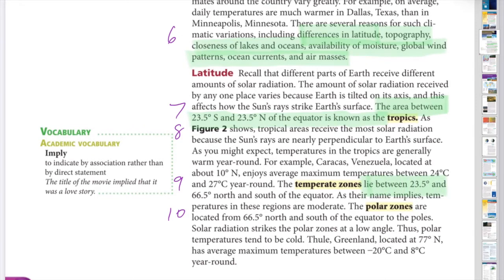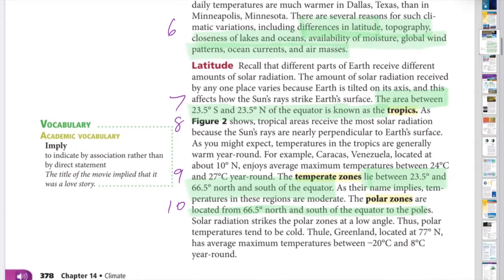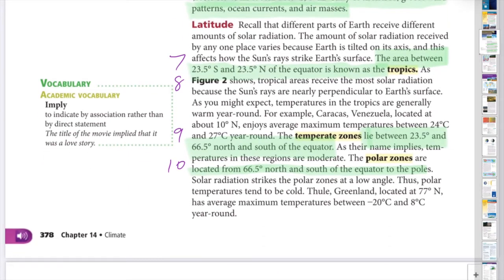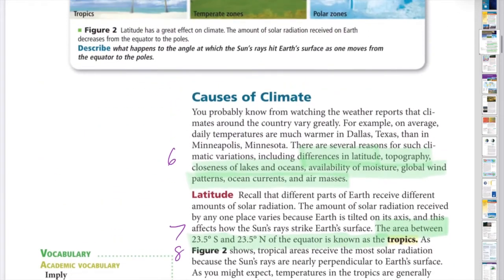lie between 23.5 and 66.5 degrees north and south of the equator. As the name implies, temperatures in these regions are moderate. The polar zones are located from 66.5 degrees north and south of the equator to the poles. Solar radiation strikes the polar zones at a low angle. Thus, polar temperatures tend to be cold. Thule, Greenland, located at 77 degrees north, has average maximum temperatures between negative 20 degrees Celsius and 8 degrees Celsius year-round. Let's go back up and look at figure 2 real quick.